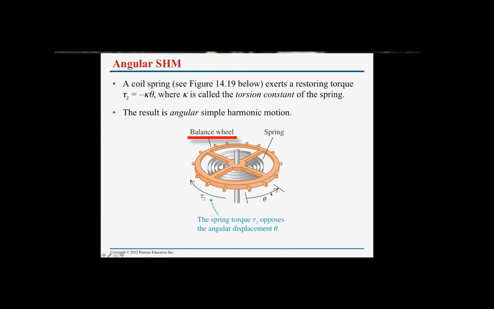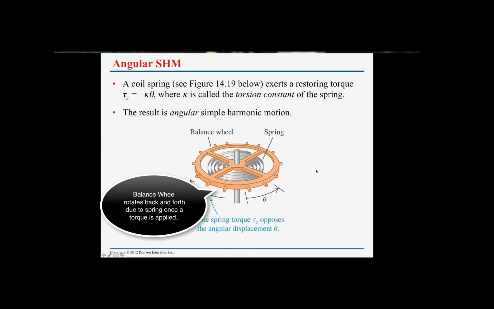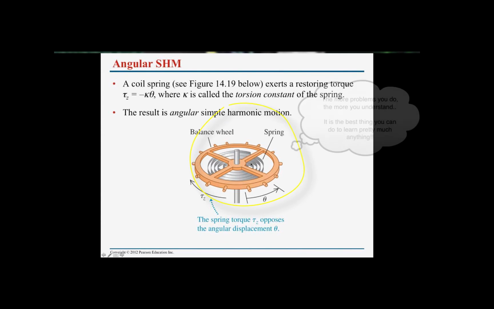Okay. So then they look at angular simple harmonic motion, a flywheel, a balance wheel, sorry, which has a spring around it. So once you apply some torque one way, all right, it'll keep going until it's fully compressed, then it'll spin back around, go that way.